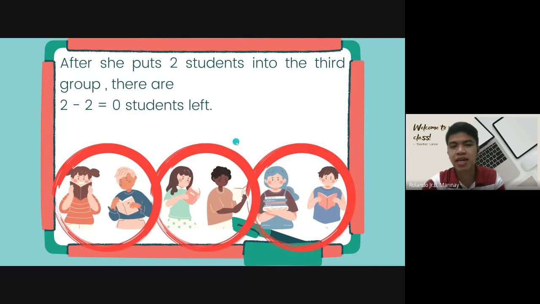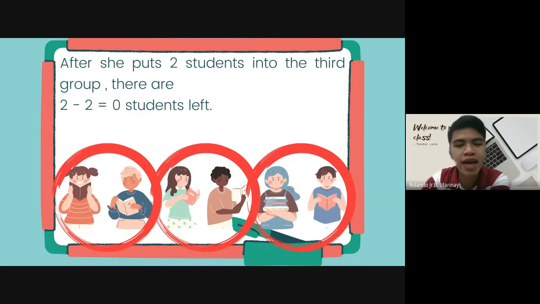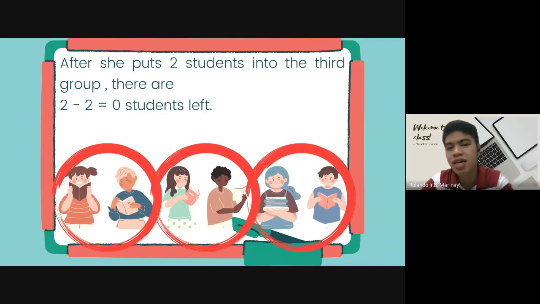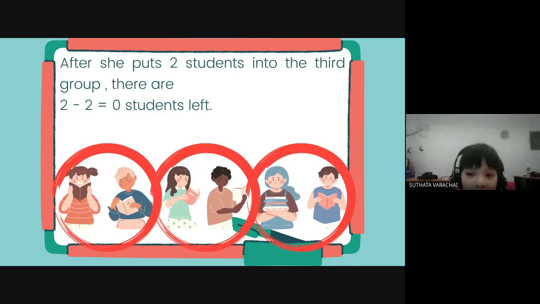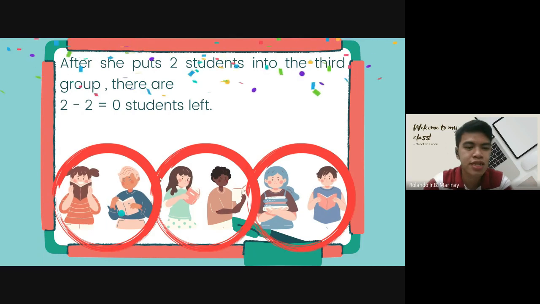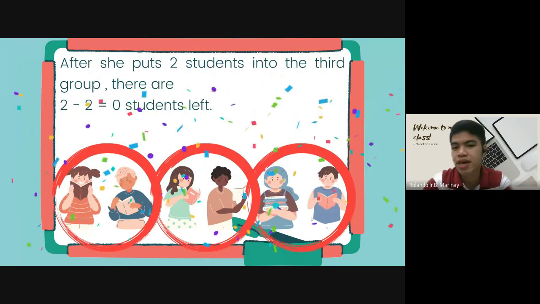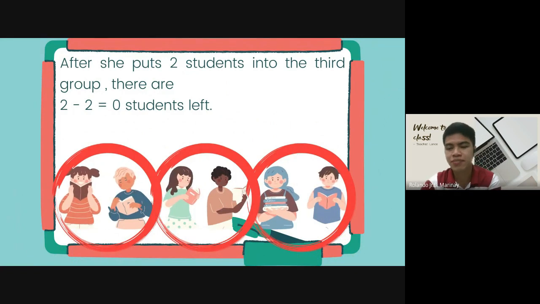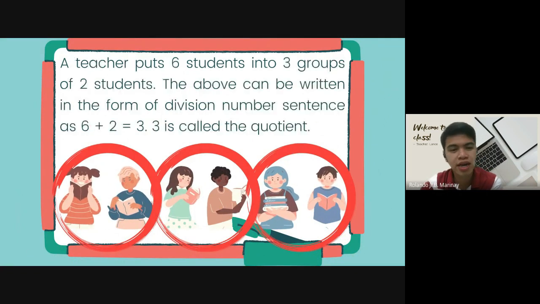Okay, now how many groups are there? How many groups of students can you see on the screen? Min, how many groups are there on the screen? 3. 3, very good, Min. So we have 1, 2, 3. There are 3 groups of 2 students. Okay, very good, Min.